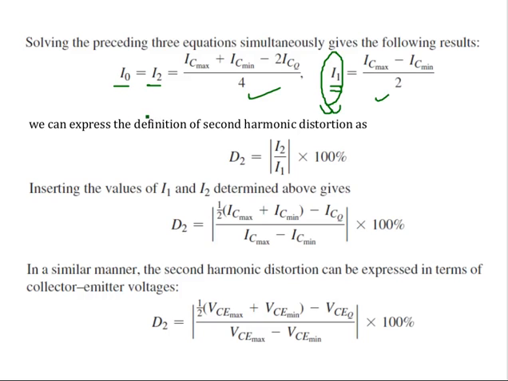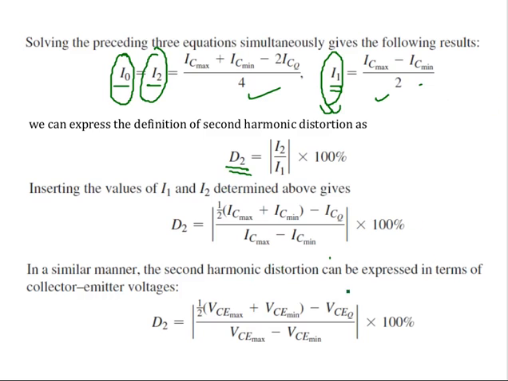Now, for the time being, we have got the expression for the magnitude of I0, I2 and I1 here. So, we can express the definition of second harmonic distortion like this. What is D2 here? It will be this magnitude I2 by I1 into 100, and you can insert the expressions you have obtained for I2 in this particular expression. Okay. So, this is half IC max plus IC min minus ICQ by IC max minus IC min into 100. You have substituted these two expressions.